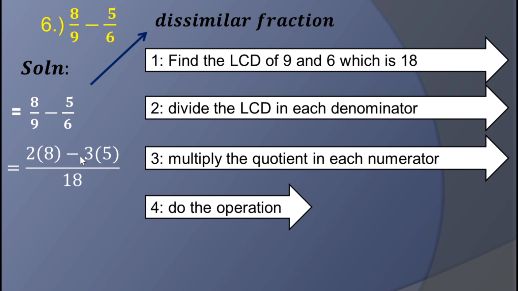So do the operation, which is the minus or subtraction. Then 2 times 8 is 16, minus 3 times 5 is 15. So 16 minus 15 is 1. So that's why 1 over 18 is the answer.